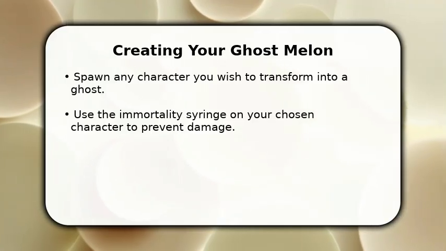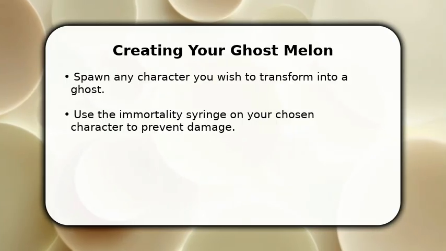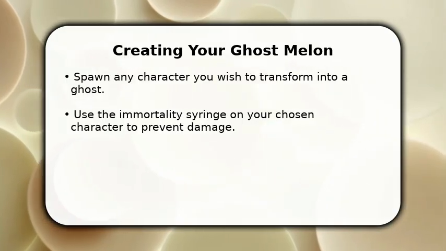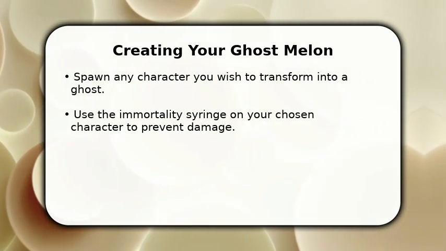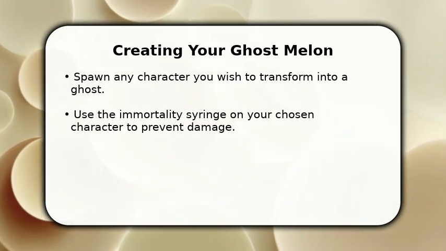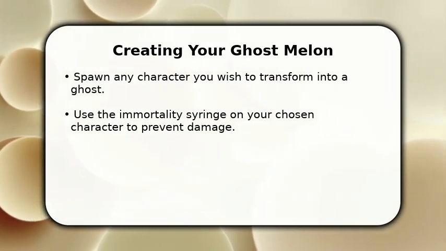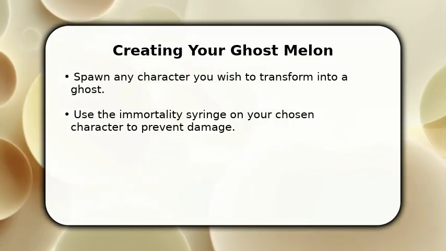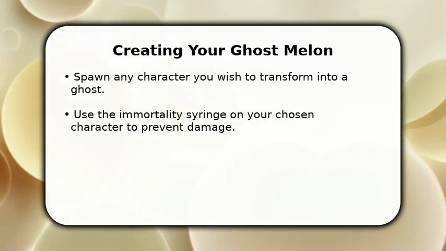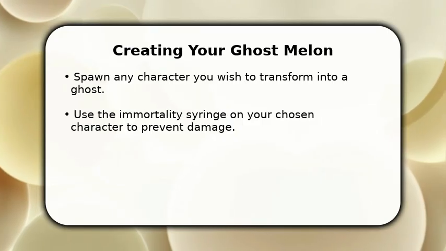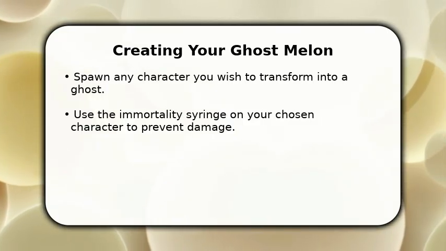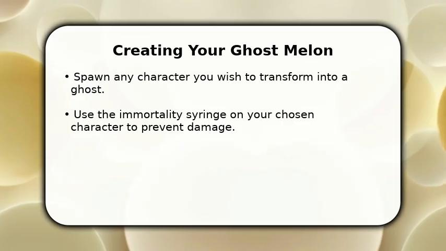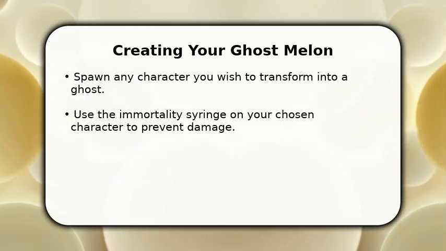In this video, I will show you how to make a ghost melon in Melon Playground. First, select any character you want to turn into a ghost. For example, you can pick a standard melon. Next, inject them with the immortality syringe. This crucial step ensures your ghost character remains intact and doesn't get destroyed during the transformation process, allowing for endless ghostly fun and experimentation in your sandbox world.